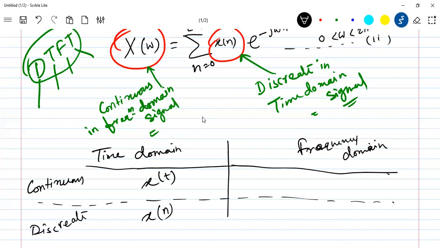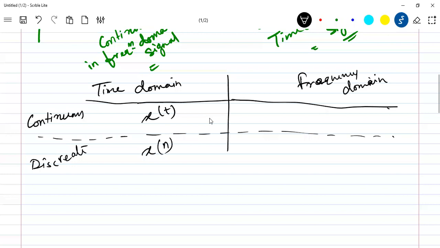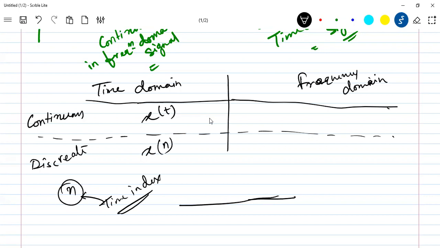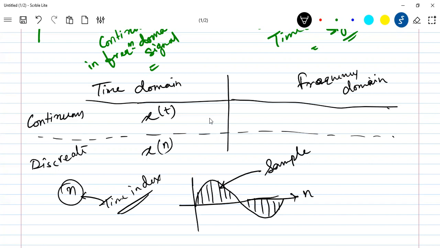And you already know about the n. What is the meaning of this n? It is basically the time index. Time index means, suppose you are familiar with the DSP lab, where you are considering a sinusoidal signal, and that sinusoidal has some lines. This line is called a sample. Exactly. Here this is n, which is basically the time index.